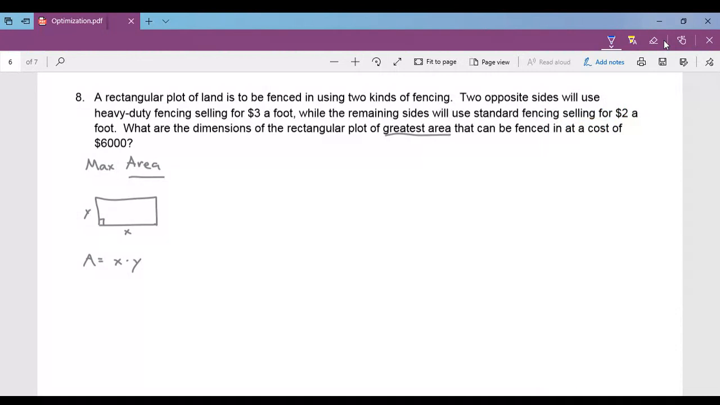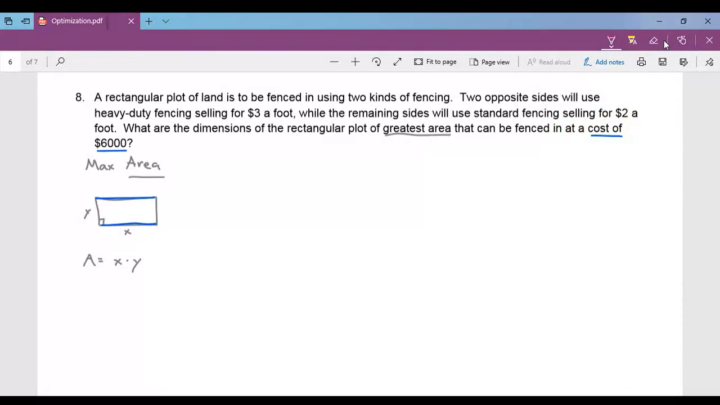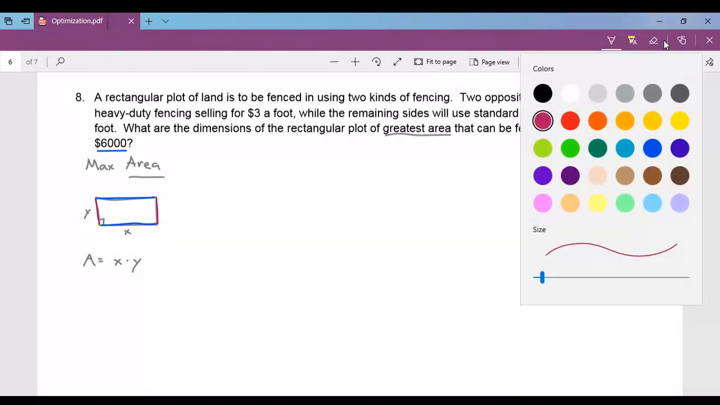And the answer to that is yes, right? They told us that the total cost of this project is going to be $6,000. And it also gave us some rates here. So the heavy duty fencing is going to be $3 a foot. So maybe I'll make the blue fencing the heavy duty fencing. So that's $3 a foot. And then the standard fencing, we'll make that this little purplish color, is only going to sell for $2 a foot. So how do I use all of that information to come up with an equation involving X and Y? So let's get after it.